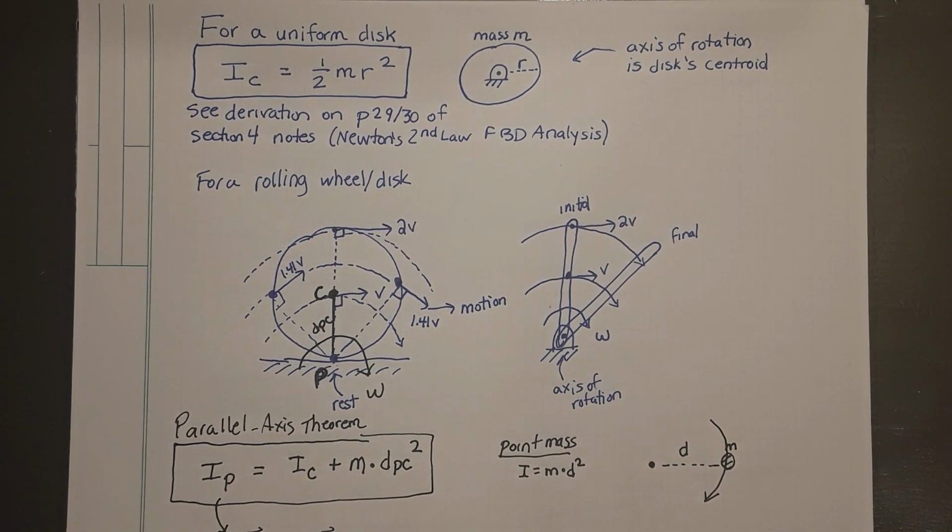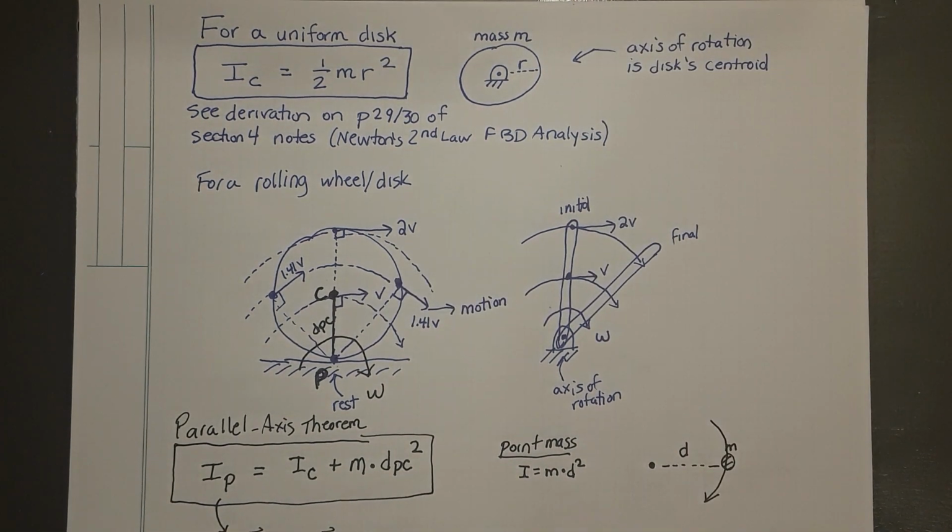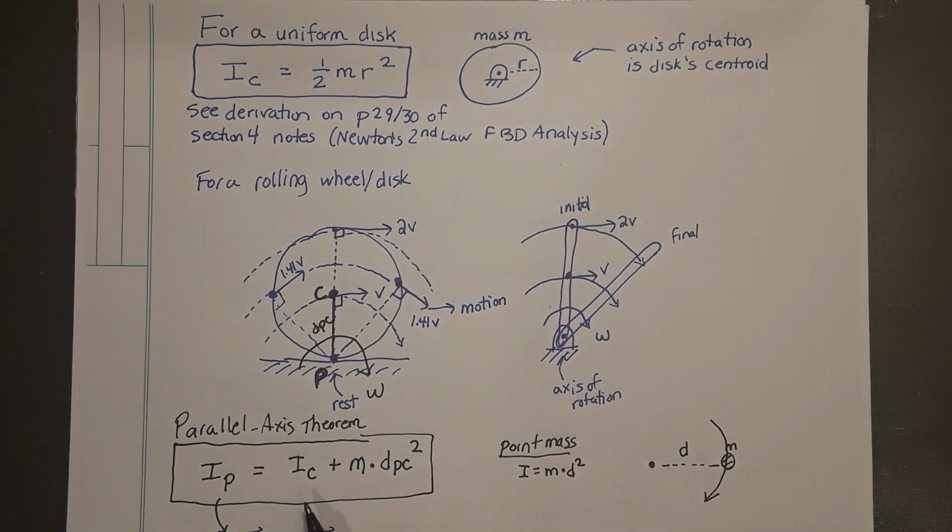In order for you to calculate this number, IP, you need to know both the moment of inertia of the object around its centroid and the distance from the object's center of mass to the new axis of rotation. If you have a uniform wheel, IC is known by this equation here. If it is a non-uniform wheel, you will have to be told what that number is, or you'll have to calculate it by some other means. Enter this equation into Newton's second law for rotation and analyze the free body diagram in that manner. That is the parallel axis theorem.